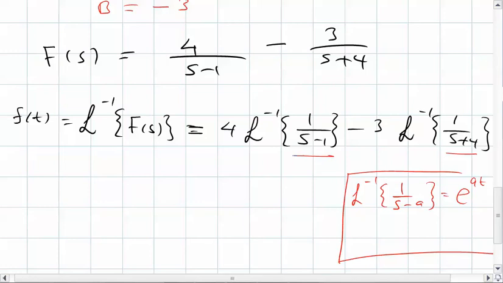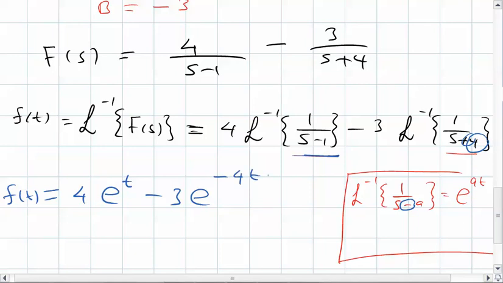So in the first one, we have a is equal to 1, right? So we will get f of t is 4 times e to the t, or 1t, minus 3 times. Now in this case, our a is going to be minus 4. Remember, we should have a minus there, but you have plus here. So we'll have e to the minus 4t. And there you go. That's the inverse Fourier transform of the function given to us.